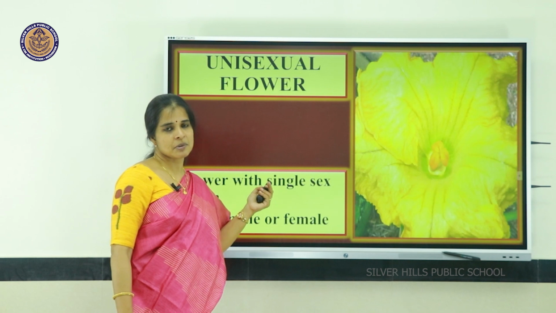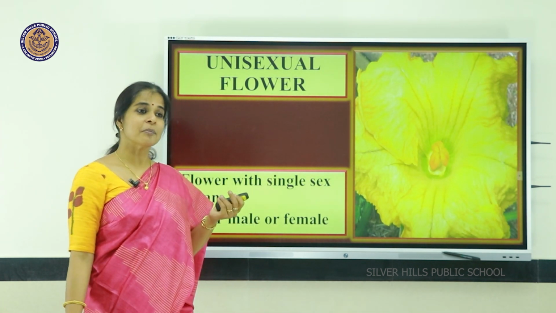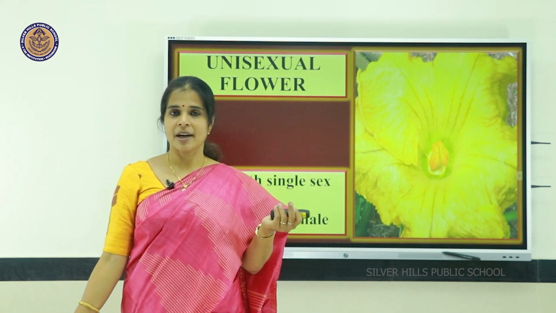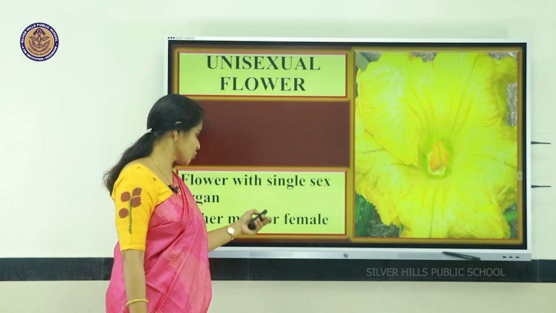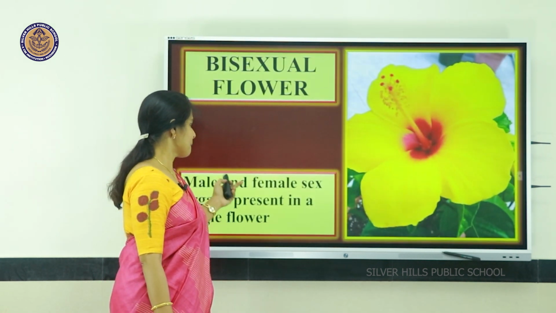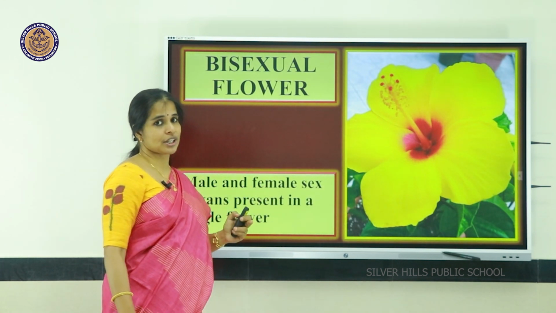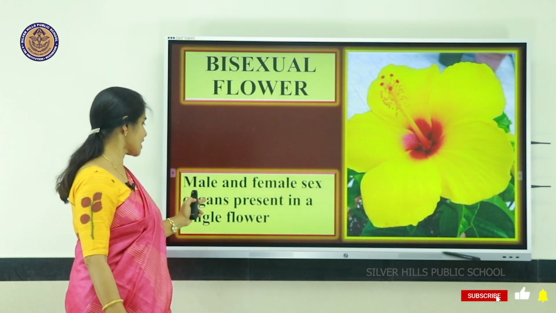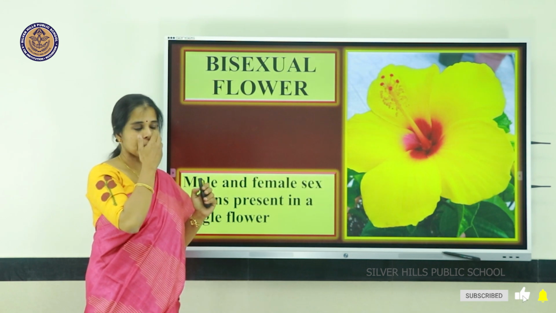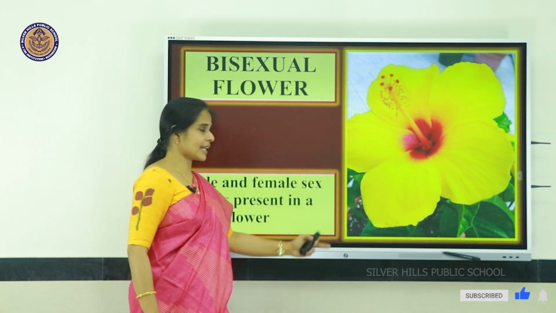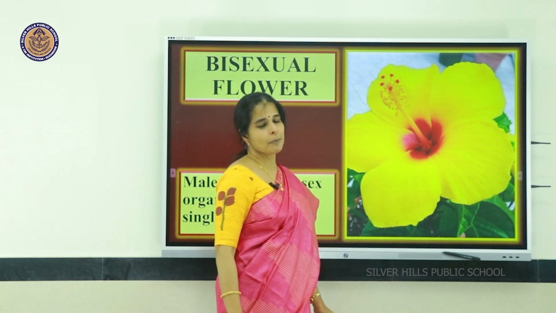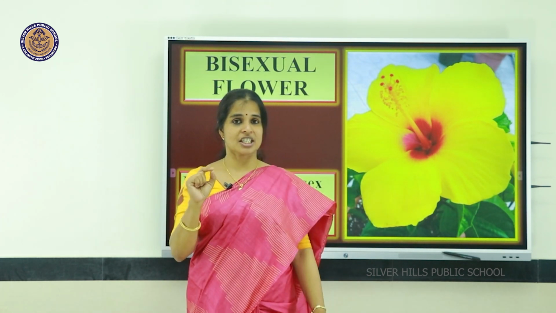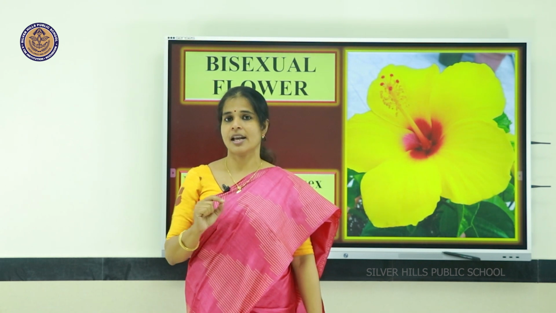Most kitchen gardens must have this. Example, papaya. For learning about this, let us learn about bisexual flowers also, which means male and female sex organs, both sex organs are present in a single flower. From the picture itself you will get the idea, that a single flower must have both male and female reproductive organs together in a flower.